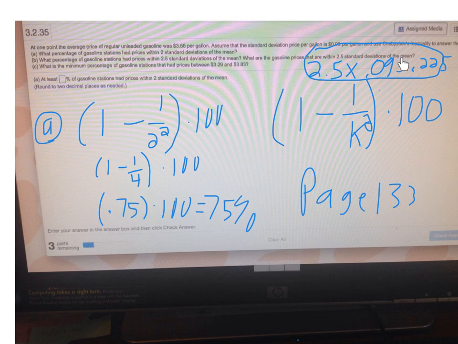And I'll let you work on the last part. Hope this helps.